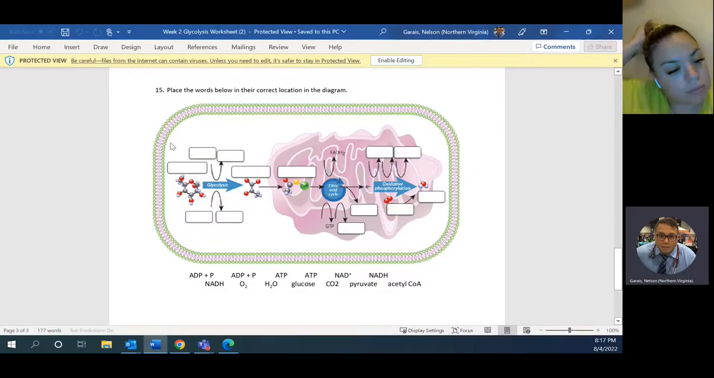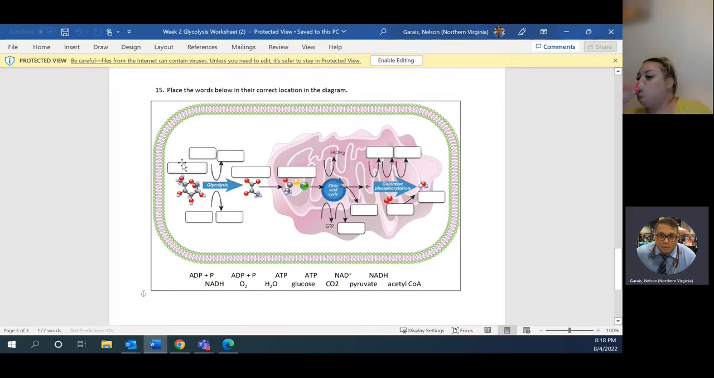Well, what of course do you have to start off with? You have to start off with glucose. So that's what this is. So this is glucose. And what are we going to end up with? Pyruvate. So I take this pyruvate and I put it in there.